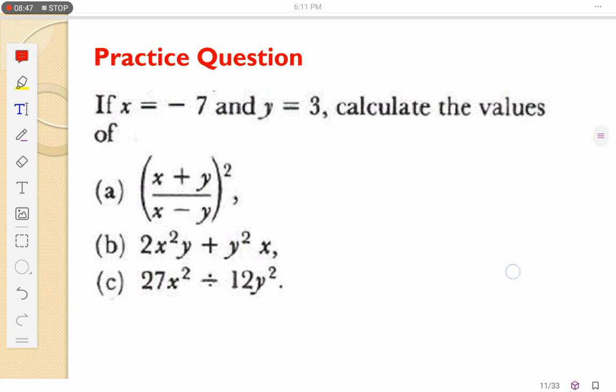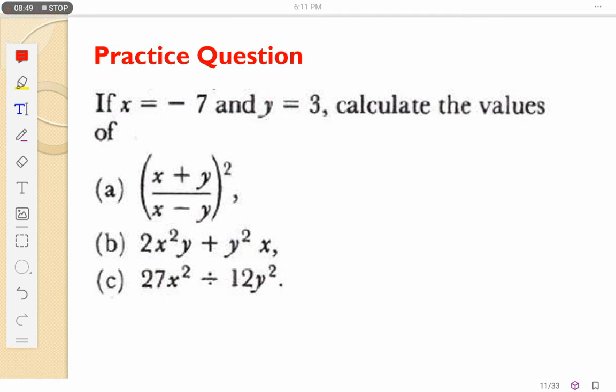Our questions are done, guys. This one is your practice question. Take note of the negative numbers there, like minus 7 there.